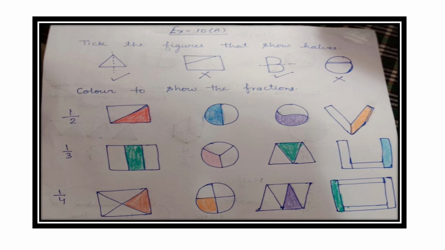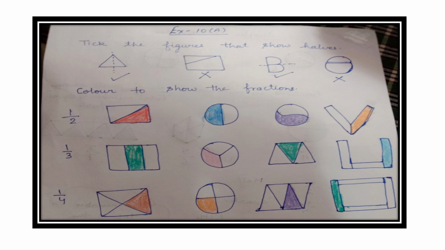Then the third picture, B is made, and if you divide it, it will convert into 2 equal parts, so this is also a half. And the fourth picture, where a circle is made but it is not equally divided, so it is not a half. Second question, color to show the fractions.